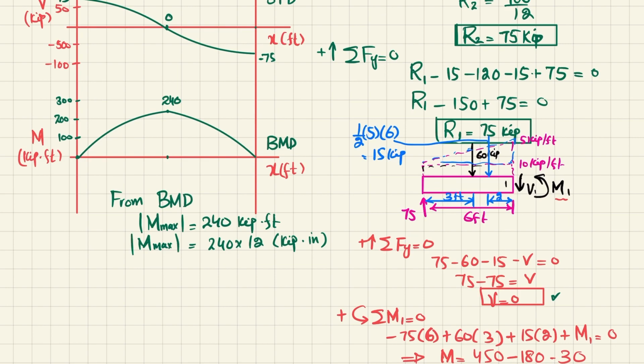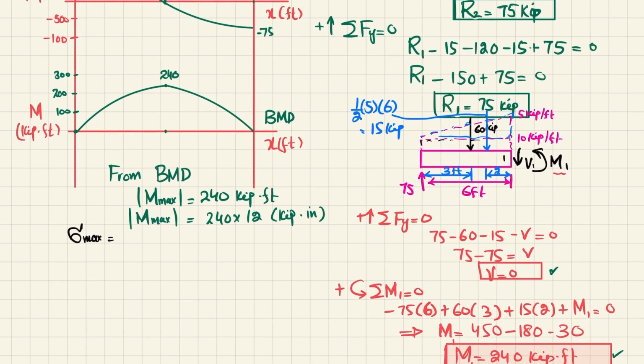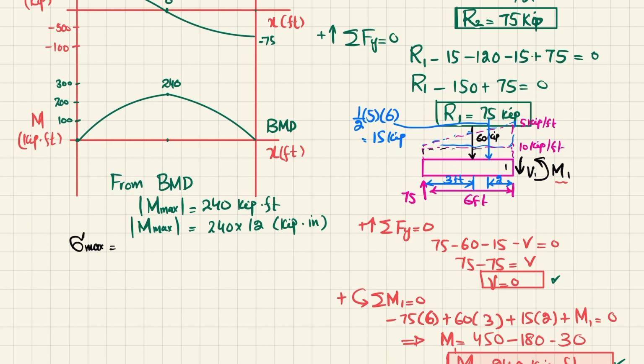Now we know that maximum bending stress, or allowable bending stress, is equal to maximum bending moment into C divided by I. So it will be equal to maximum bending moment into I divided by C, and I divided by C will be the required section modulus. So we will find this required section modulus.